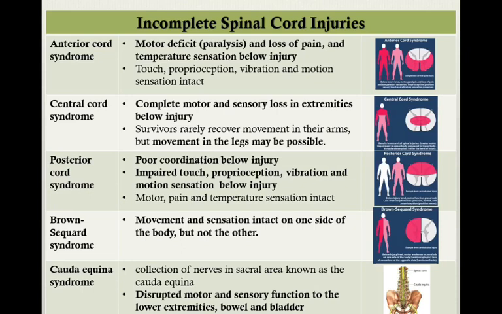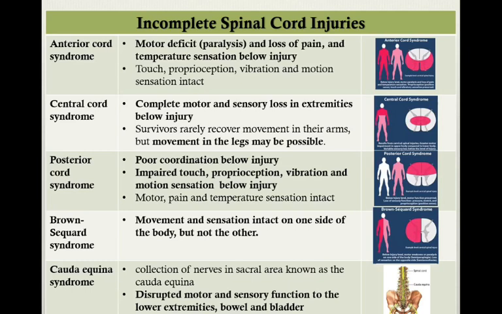Central cord, usually motor and sensory loss, but sometimes something can get through down to the legs. Posterior cord, again, poor coordination, impaired touch, proprioception, vibration, but pain and temperature intact. So anterior and posterior are opposite of each other. Brown-Séquard is where they are intact on one side but not the other. And Cauda Equina is disrupted motor function to the lower extremity. So not necessarily full paraplegia, but bowel and bladder issues.